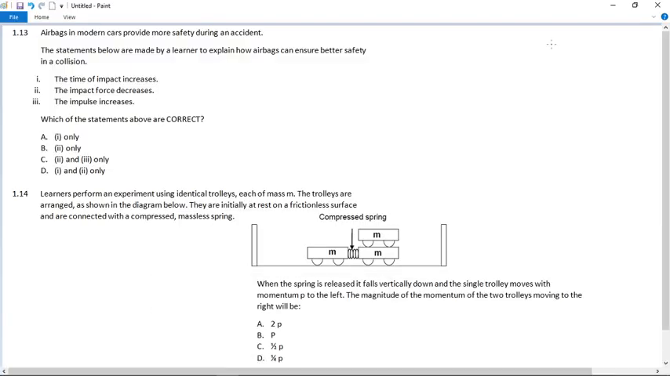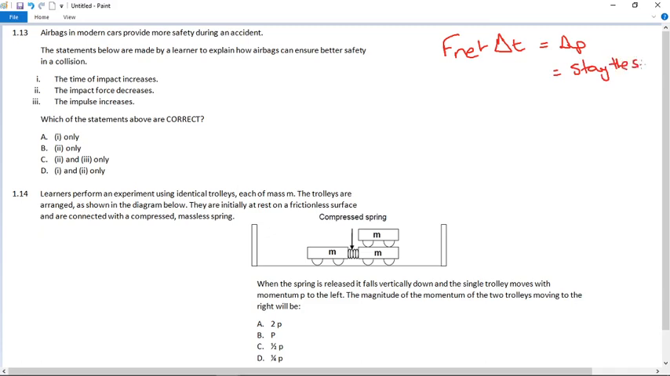Now we've got an airbag question. Airbags, Newton's first law. Airbags in modern cars provide more safety during an accident. The statements below are made by a learner to explain how airbags can ensure better safety. Well, how does an airbag work? An airbag needs this formula, F net delta T equals delta P. Now, when we have a collision in a car, this delta P is going to stay the same.